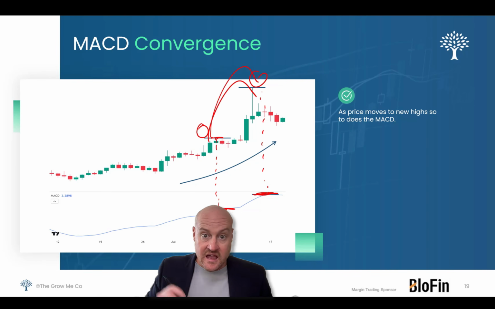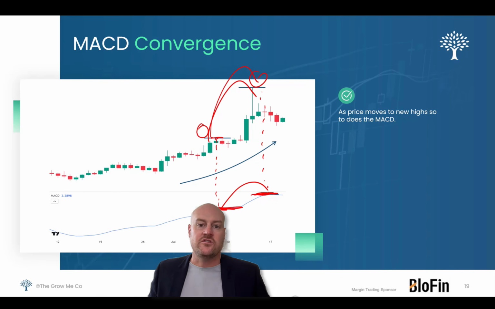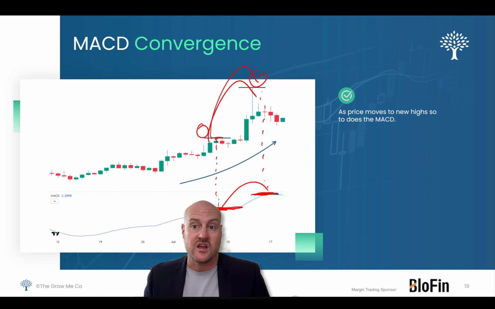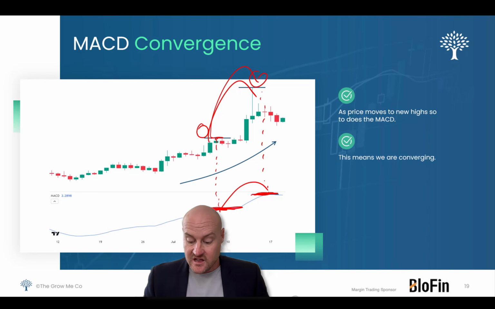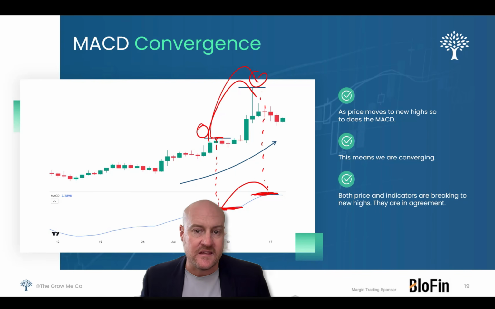Price has made a higher high. Has the MACD made a higher high? Well, clearly it has. End of story. Trends convergent, not showing any signs of weakness. I am now open to be taking a long trade on a chart that looks like this. This means we're converging. It's very, very simple. Both the indicator, so both price action and the indicators are both in agreement.